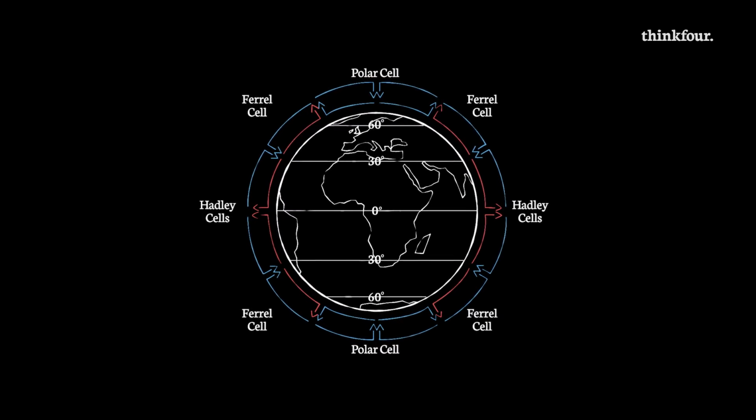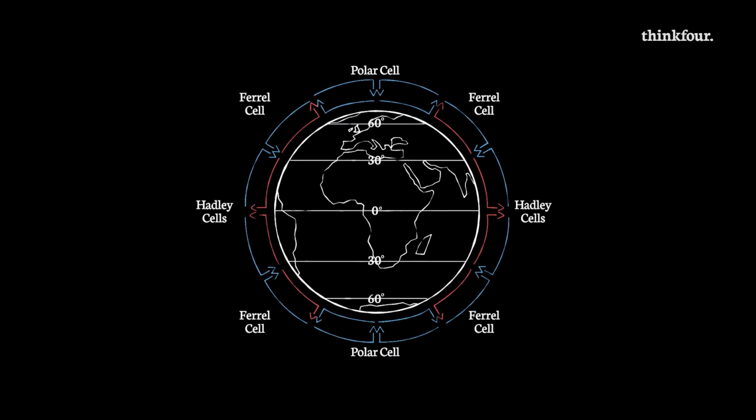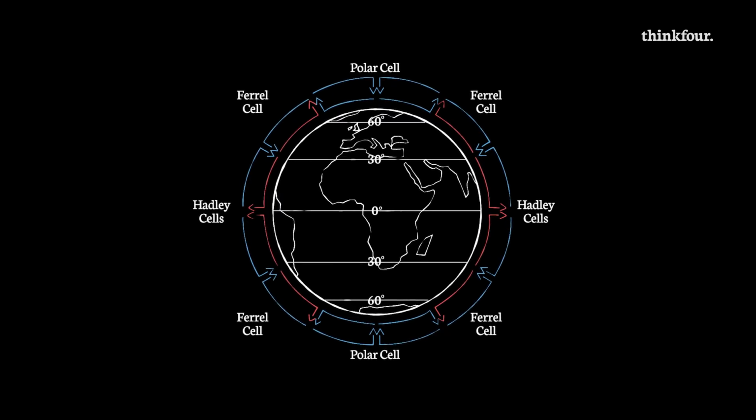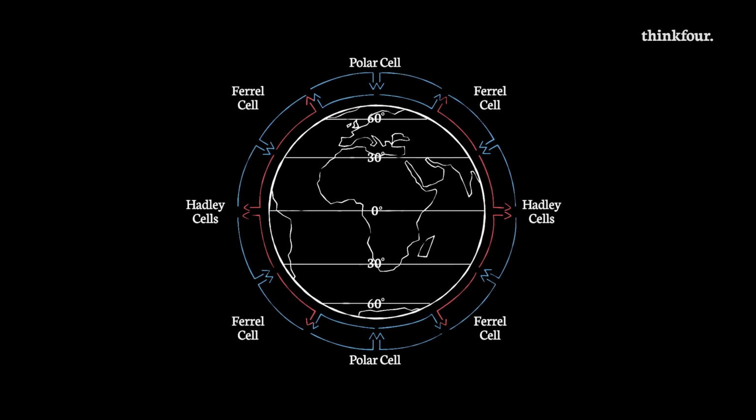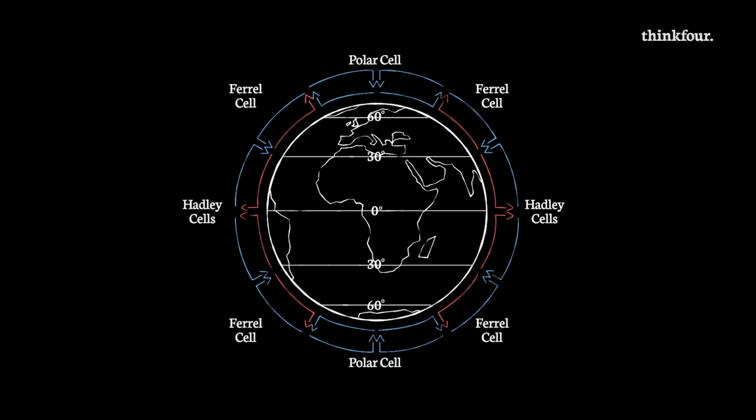Where air is sinking, we will see an area of high pressure, such as the subtropical latitudes, and where air is rising, we see an area of low pressure, such as the temperate latitudes. But how does a convection cell influence what we feel at the surface? The answer can be found in how they influence the movement of air.